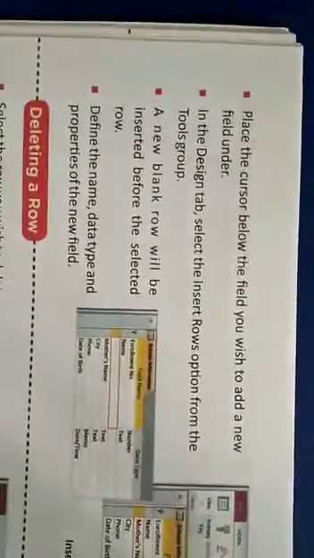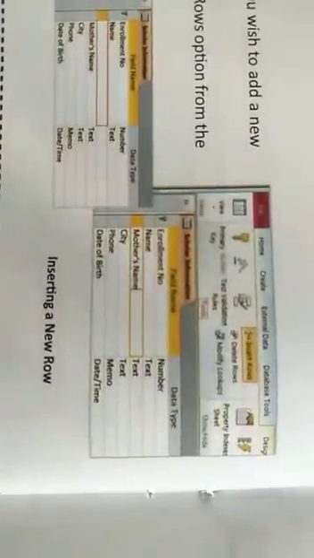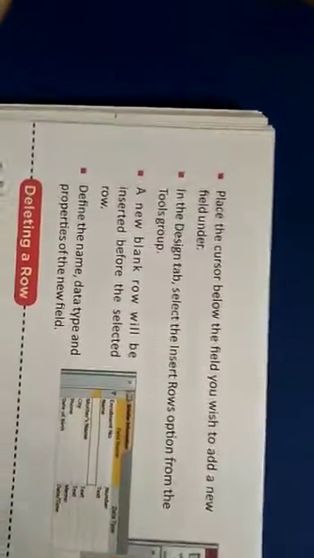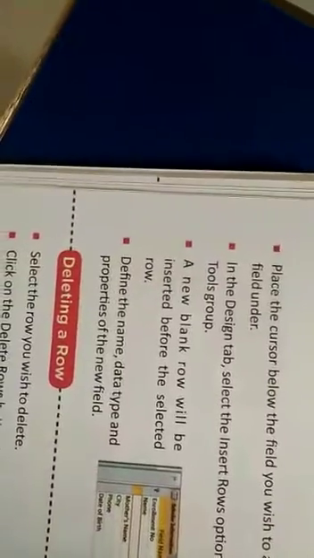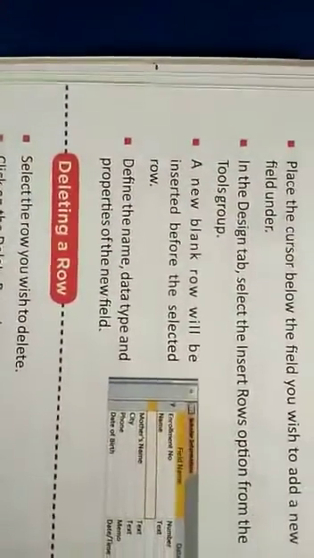Place the cursor below the field where you wish to add a new field, like this. In the design tab, select the insert row option from the toolbar. You can insert like this. A blank row will appear, the new blank row will be inserted before the selected row, and you can name and define the data type and properties of the new field.